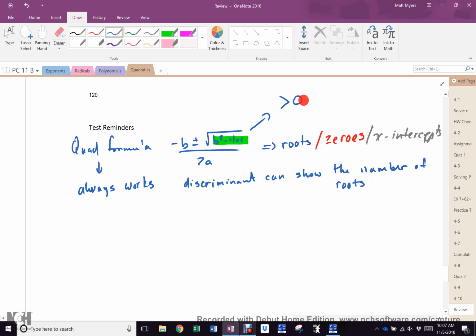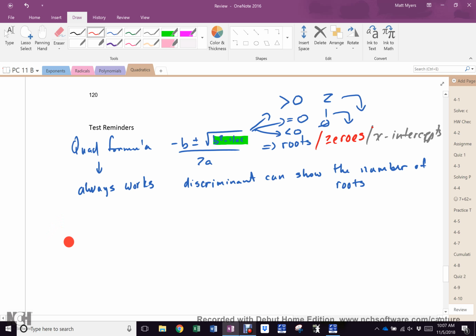So if this is greater than 0, how many times does the graph cross the x-axis? Twice. 2 zeros. What if it equals 0? There's 1 root. What if it is less than 0? No roots, which means it must be either up there going up or down there going down. Excellent. What is something else I can put on my review page?